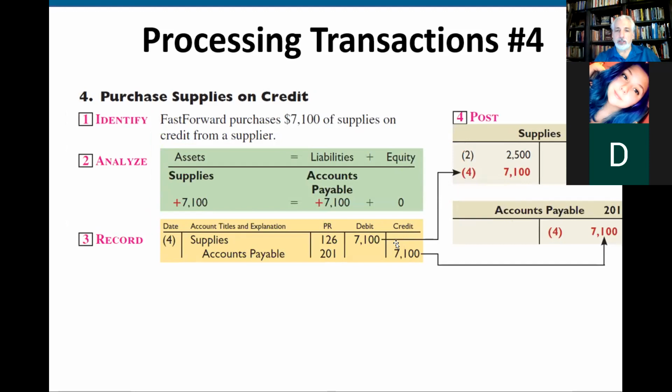Purchase supplies on credit, okay? So what happened? I bought supplies, but I didn't pay cash. Here's my accounts payable. In the chat, here's your attendance question. Where does accounts payable fall in the financial statements? Which part in the financial statement? Not the big picture, balance sheet, income statement, retained earnings statement. What subcategory on one of those statements does accounts payable fall?